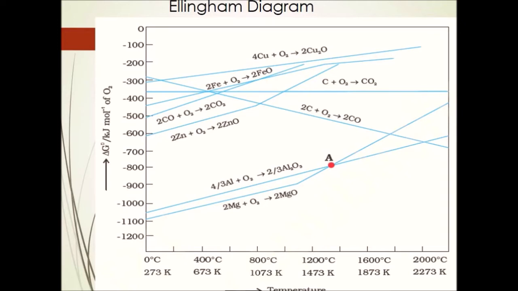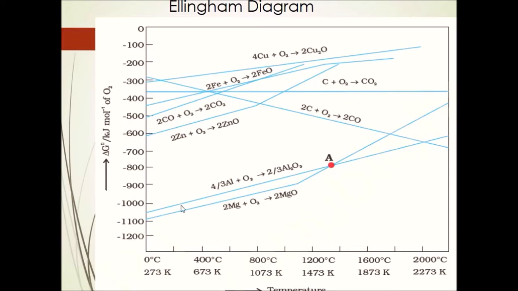Just remember the use of Ellingham diagram in choosing the suitable reducing agent. The plots of metal oxides are straight lines with a positive slope. A straight line with a positive slope indicates that delta G naught increases with increase in temperature. That is, the value of delta G naught increases with increase in temperature.